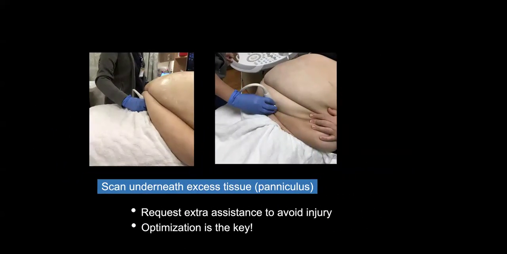Another helpful technique, I would say, is sometimes scanning underneath the excess tissue. Really not advised, because when you have that excess tissue and a sonographer scanning, especially if you're scanning solo, this will put a lot of pressure on your wrist, and this is what causes injury. I would say request extra assistance to avoid the injury. Sometimes the patients are really happy to help and assist with that. Again, optimization is key. Really apply the DAYS technique.